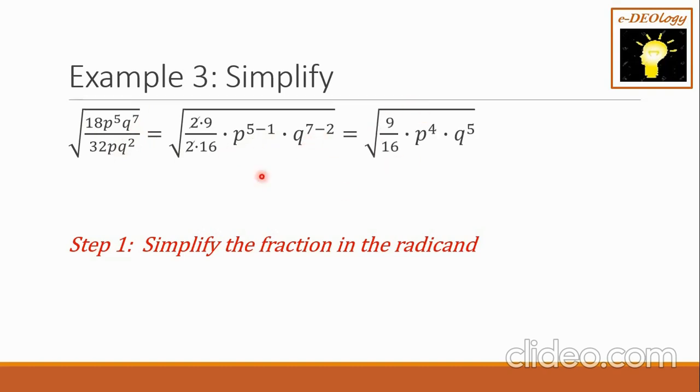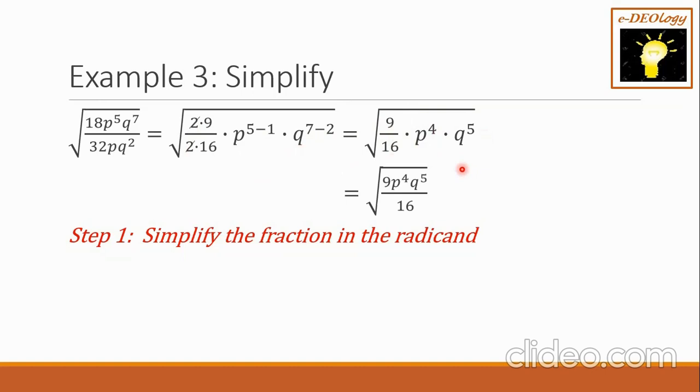For the numbers, we can now cancel the 2 and 2. Only the 9 over 16 will come here. For the p, 5 minus 1 will be 4, so p power 4. For the q, the 7 minus 2 power will be 5, so q raised to 5. And from here, we're going to combine the 9, the p raised to 4, and the q raised to 5 in the numerator. So on this line, we have the square root of this fraction. Numerator is 9p raised to 4, q raised to 5, all over 16.